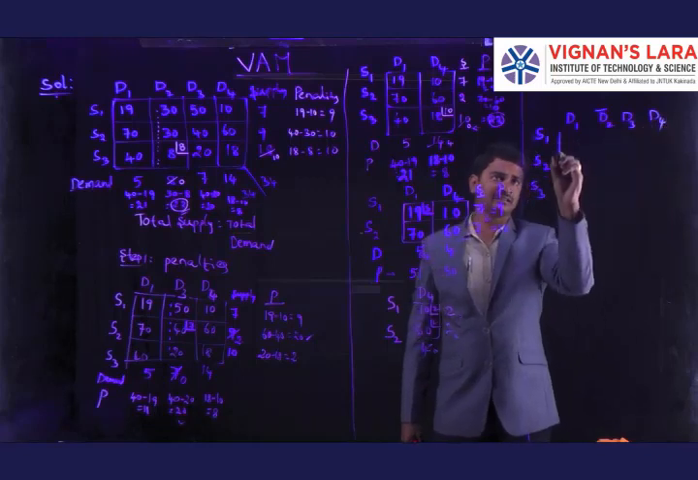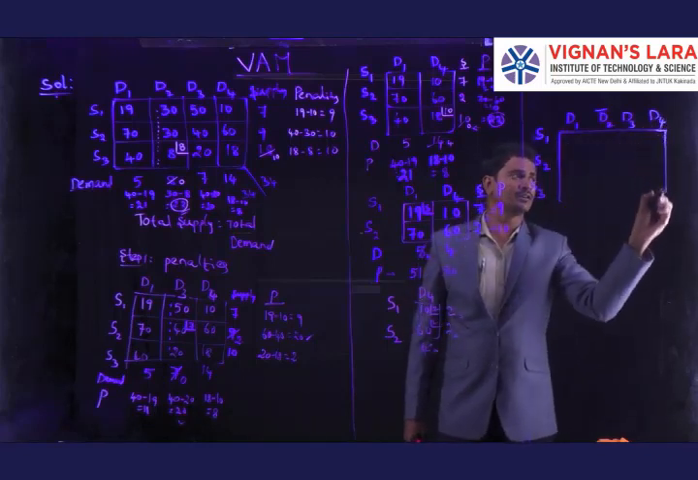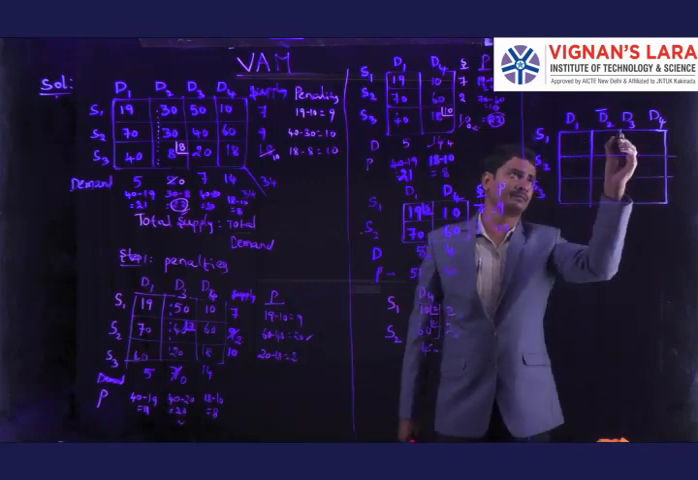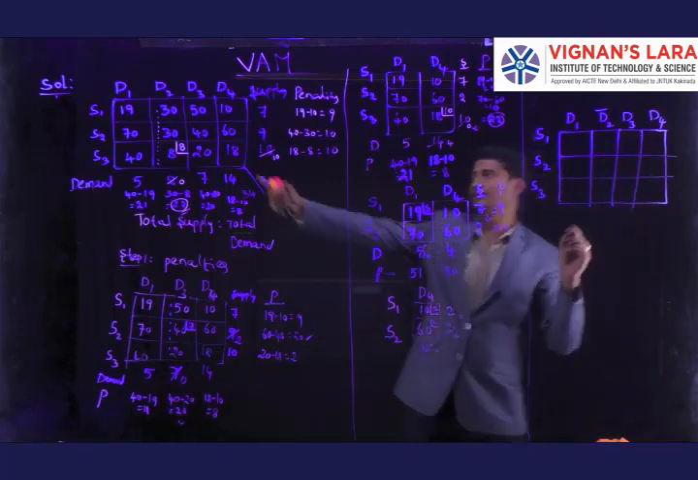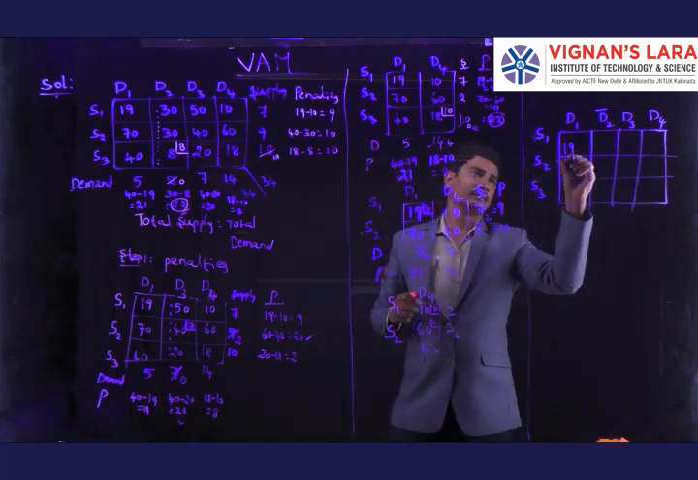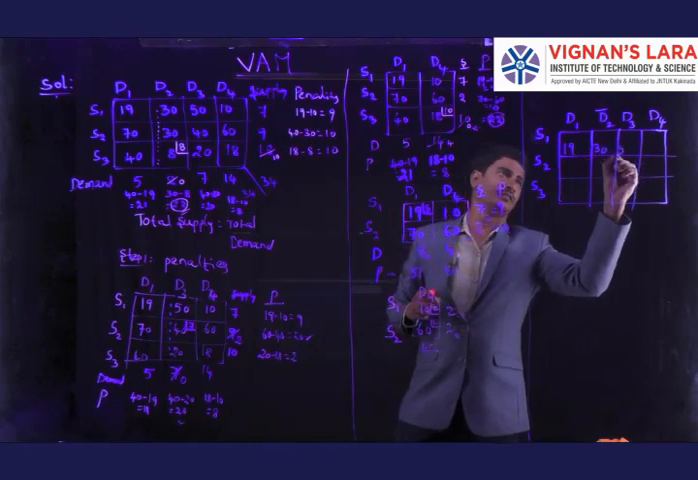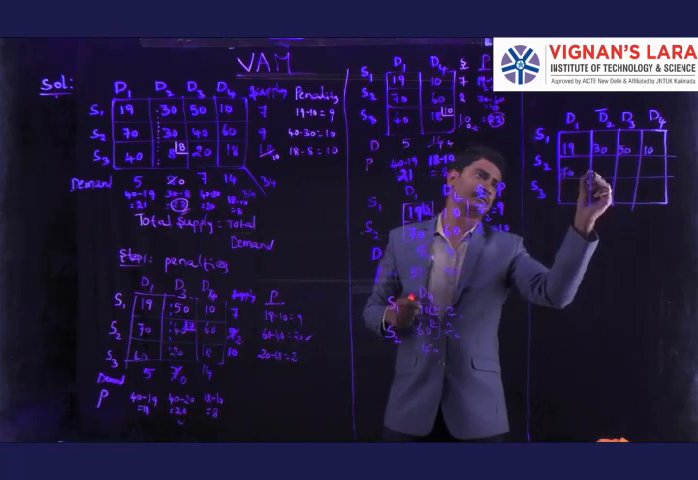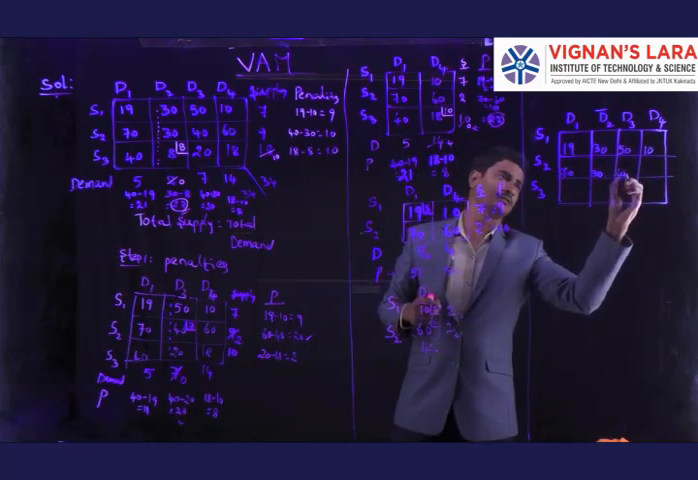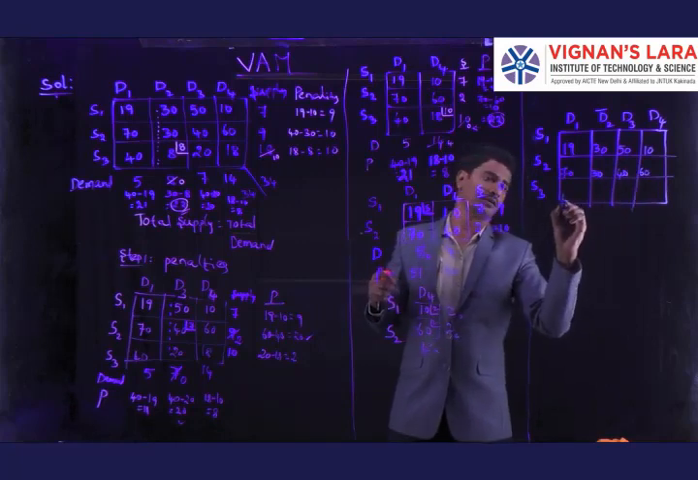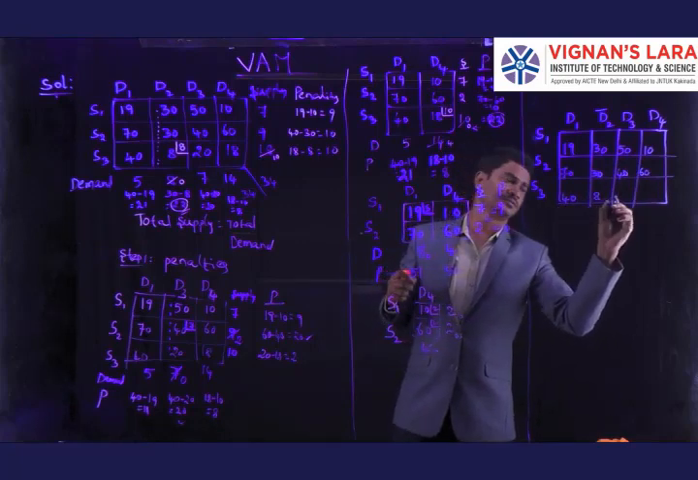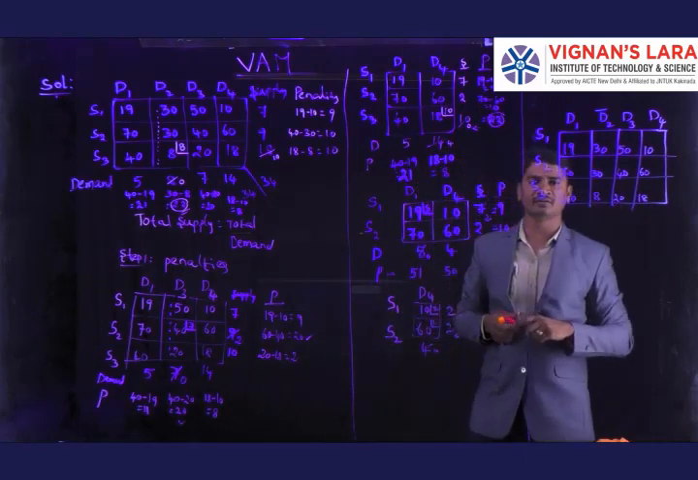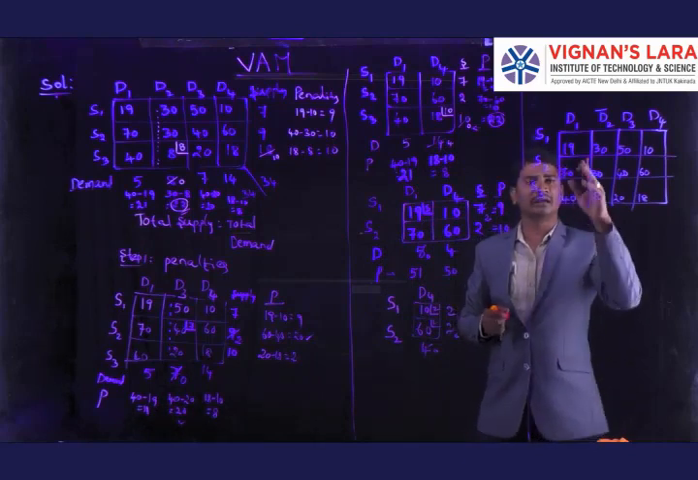Okay, at each station the unit cost values are already given: 19, 30, 50, 10, next 70, 30, 40, 60, next 40, 8, 20, 18. These are the given commodity values. From this we are going to take the allocations.